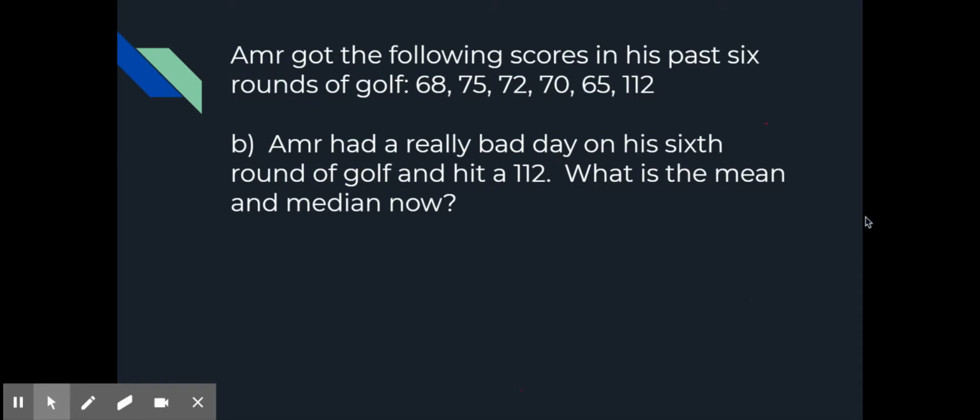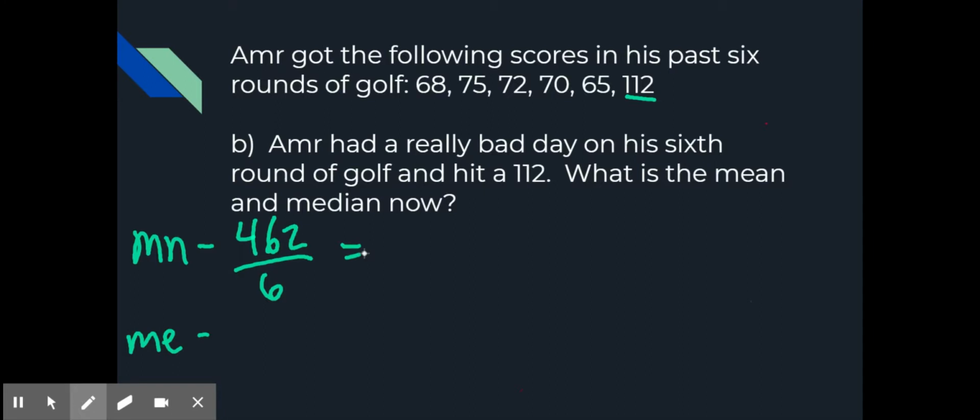Okay, so now Amr had a really bad day on his 6th round of golf and he hit 112. So as you can see, we now have 112 thrown into our data points. What is the mean and the median now? So mean and median. I do highly suggest for you to pause the video and try this on your own. But for the mean, we're going to add them all together. And now I have 462 out of 6, and our mean becomes 77.